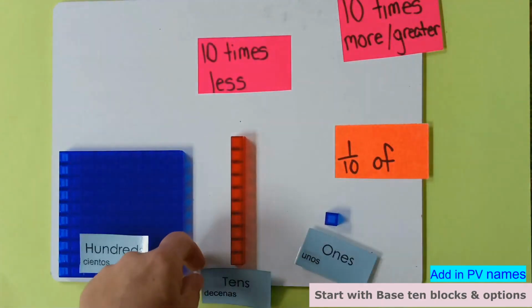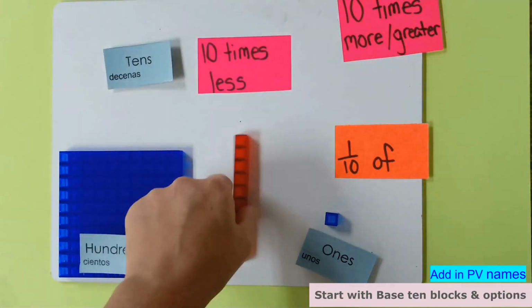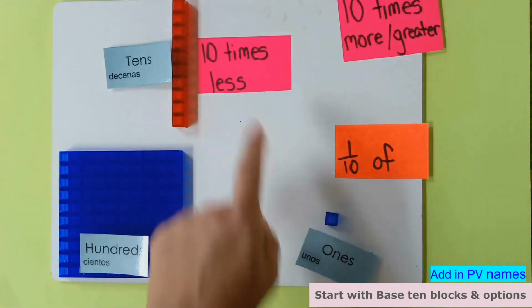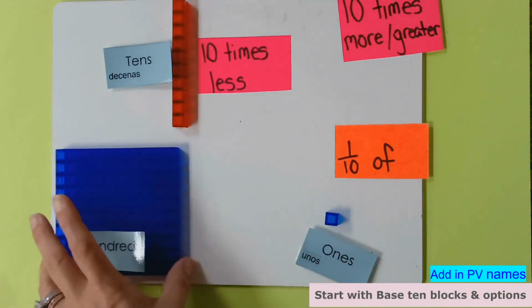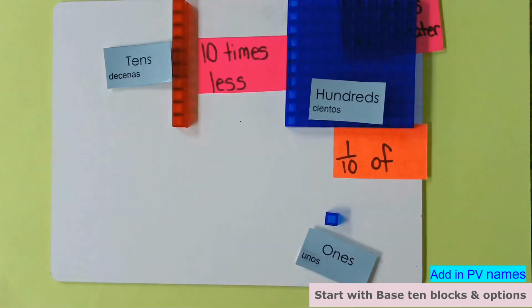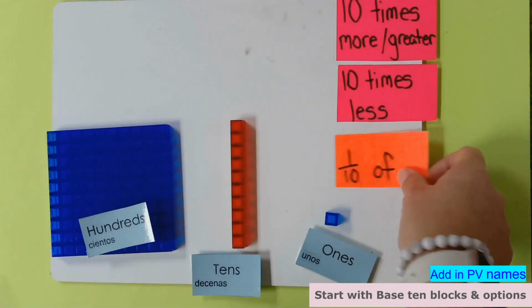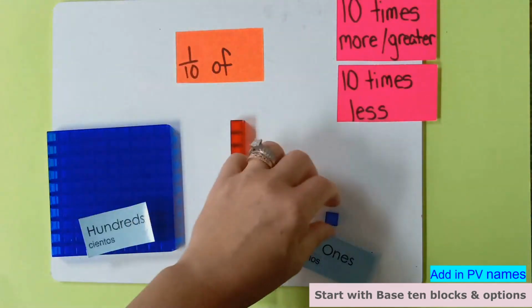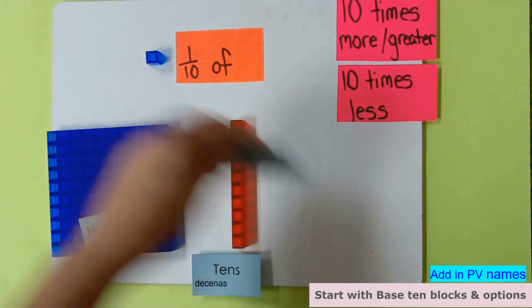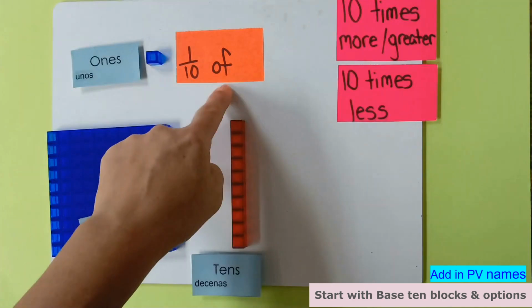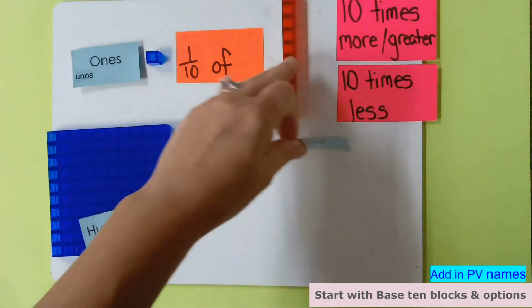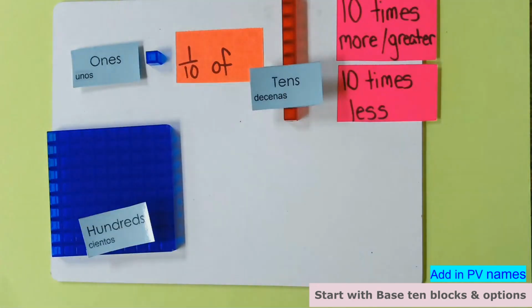Now we've added in some place value cards to also start making the connection to the sentence stem and building it longer. It's also easy for students to see that 10 times less and 1/10 of are essentially the same thing in terms of math.